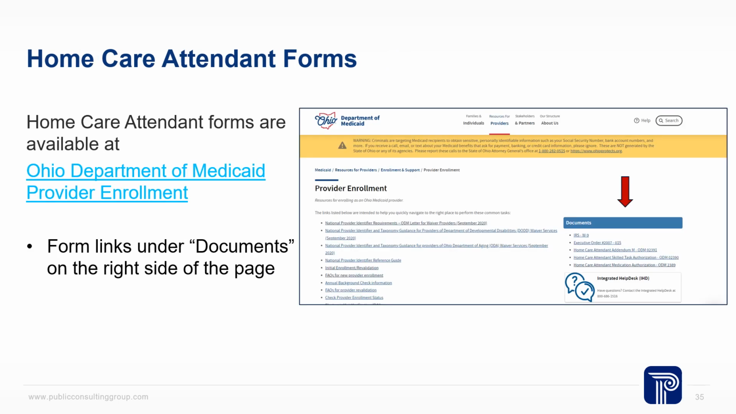Copies of these forms are also available on medicaid.ohio.gov under Resources for Providers, Enrollment and Support, and Provider Enrollment. The Documents section on the right side of the page has links to these forms.